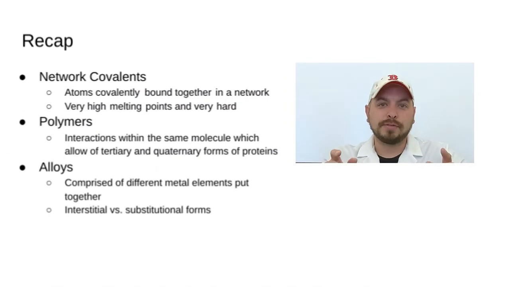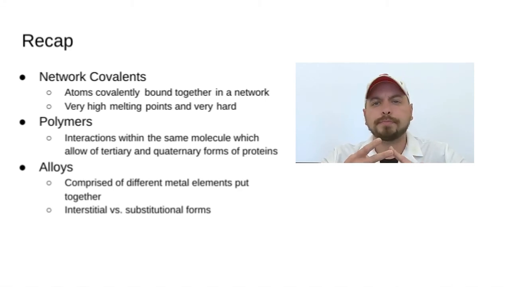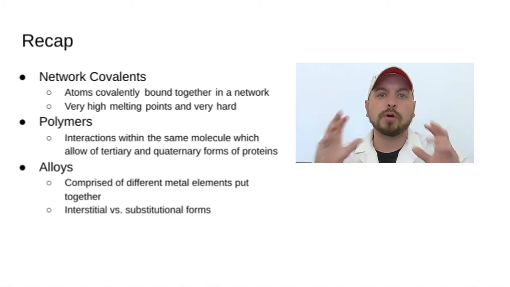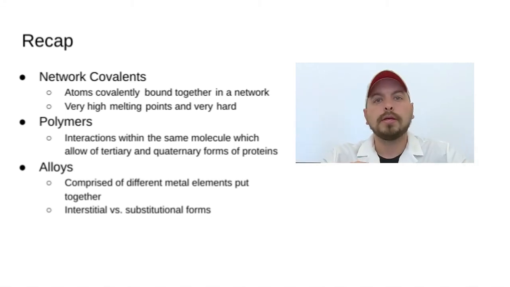So let's summarize today's video. Today we looked at network covalents, polymers, and metal alloys. Remember that network covalents are comprised of compounds or atoms that are covalently bound together in a network. Therefore, they have extremely high melting points, are very hard, generally speaking, and it's because of those covalent bonds, which are an extremely strong force of attraction and become even stronger when put into a network form.